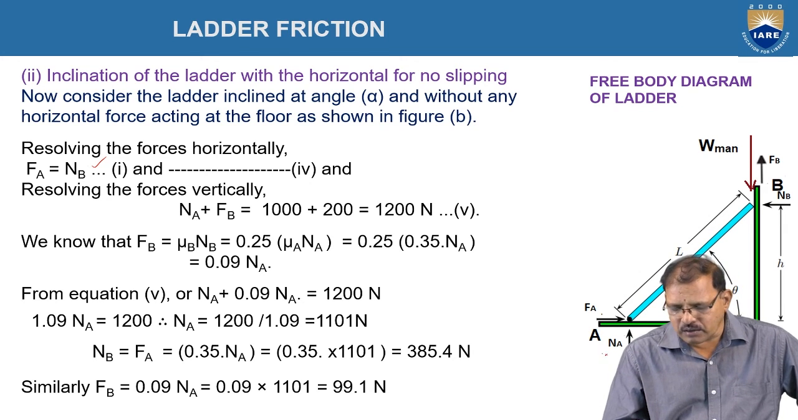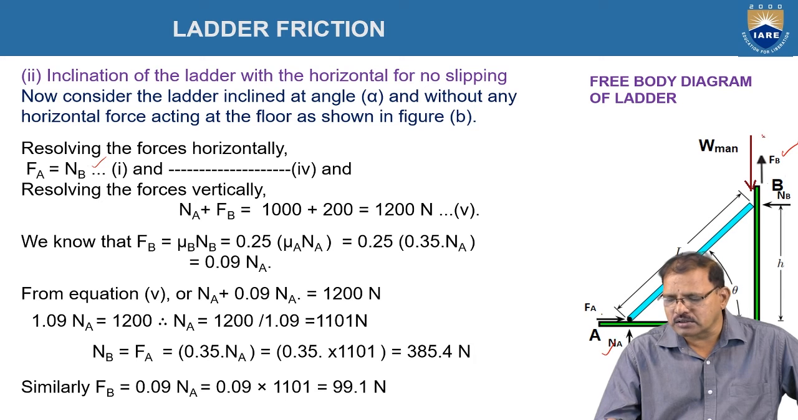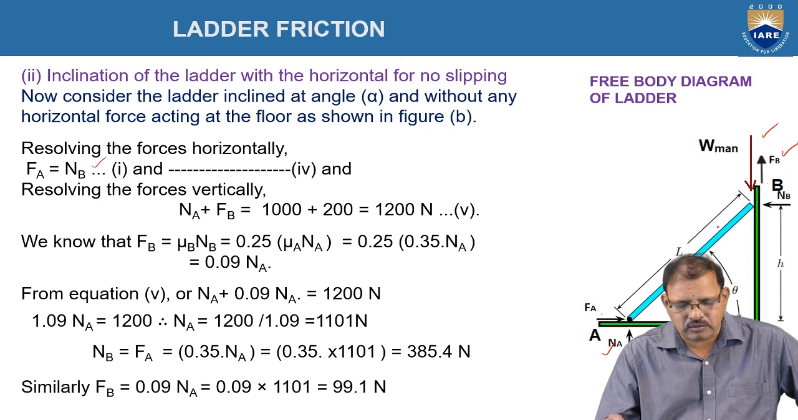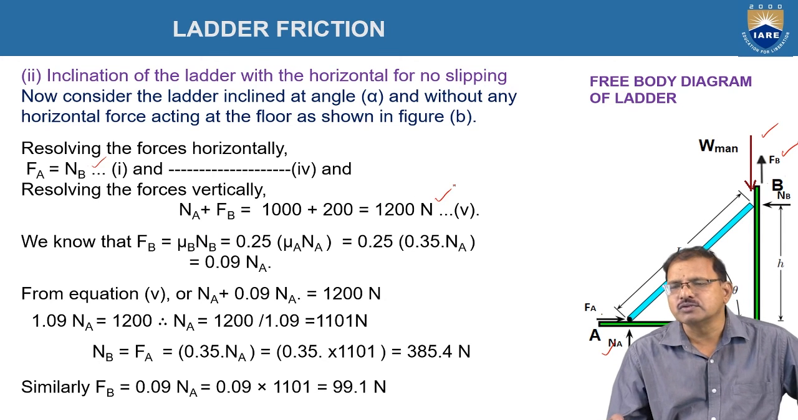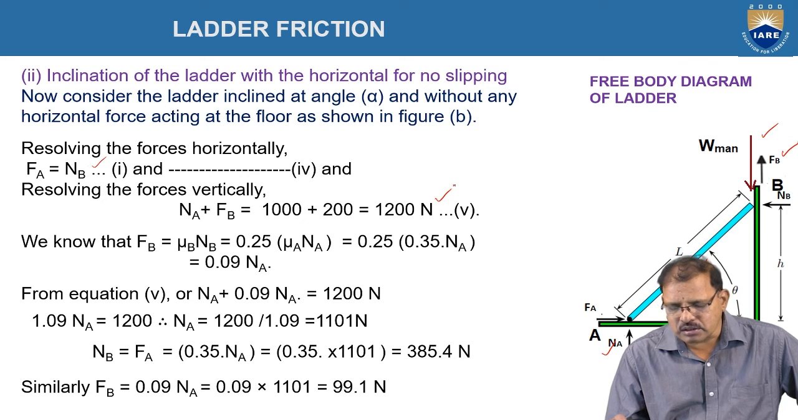NA is acting in the upward direction. FB is acting in the upward direction. The weight of the person is acting in the downward direction, and the weight of the ladder is acting in the downward direction. Hence, NA plus FB should be equal to 1200, which is shown in equation 5 now.